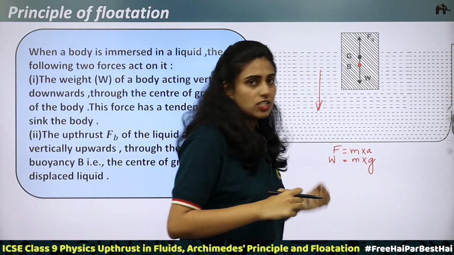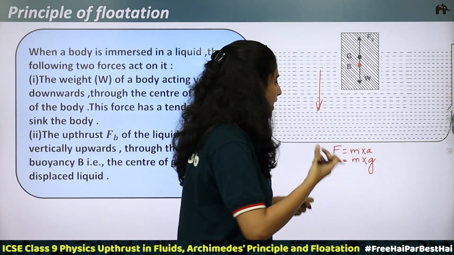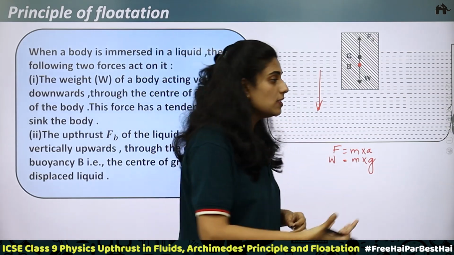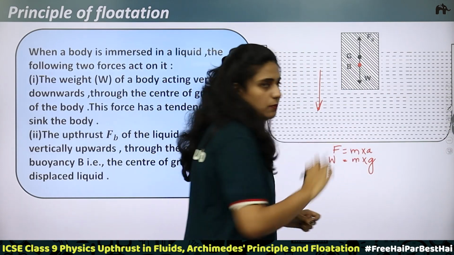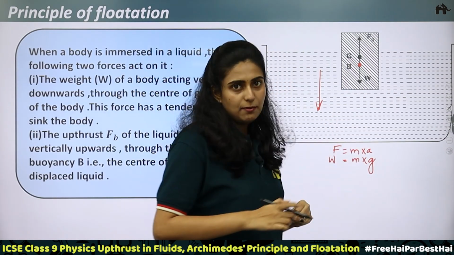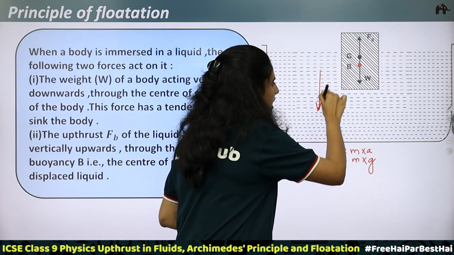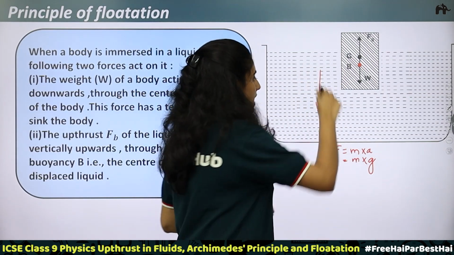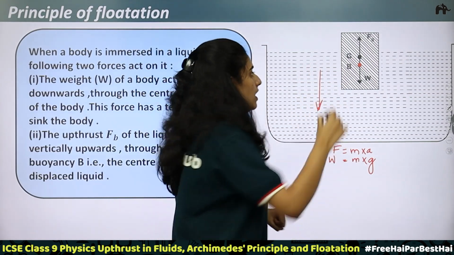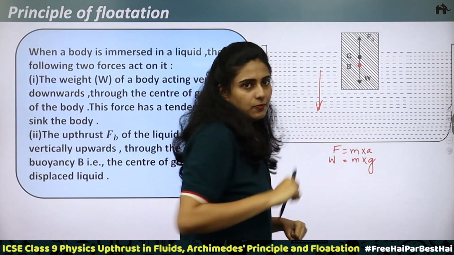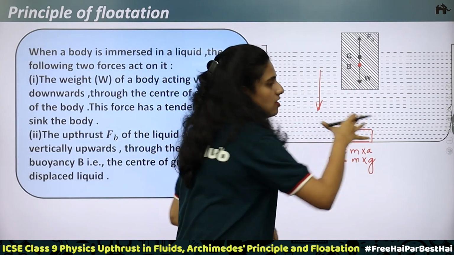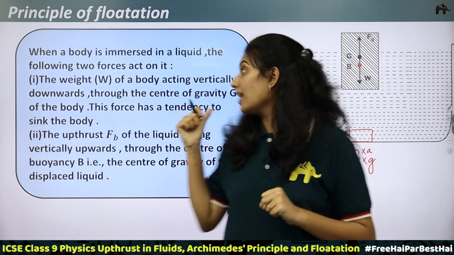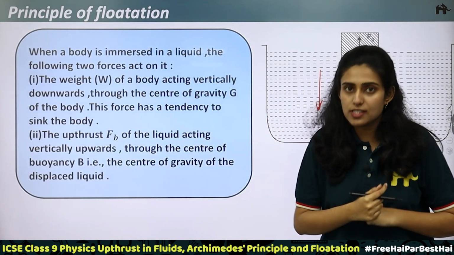Because of this acceleration due to gravity, we are all held to the ground. Earth pulls all of us with the gravitational force. This force is the weight of the body. Weight W is equal to mg. It will be acting in the downward direction. If the force is acting in the downward direction, then the body should sink, right? So, it should reach this point. But here you can see this body is not sinking, it is floating. So why does the body float?